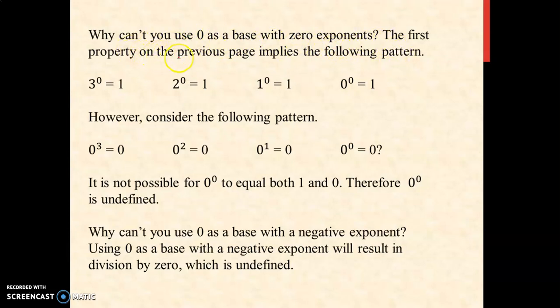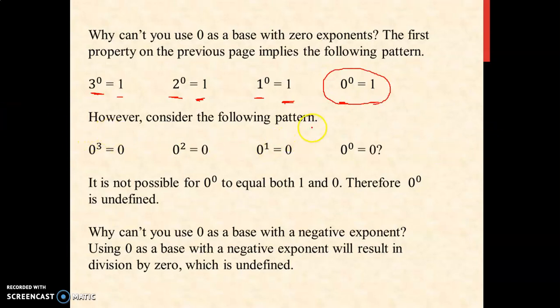The first property on the previous page implies the following pattern. 3 raised to 0 is equal to 1. 2 raised to 0 is equal to 1 also. 1 raised to 0 is equal to 1. And 0 raised to 0 is equal to 1. Okay? Take a look at that one.